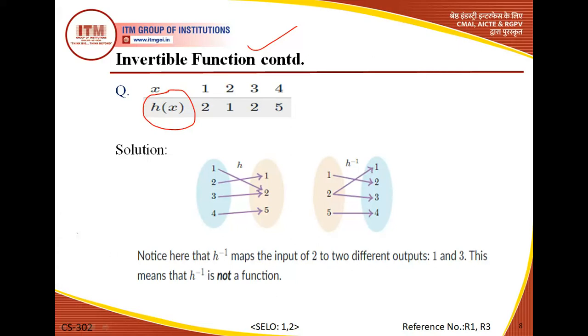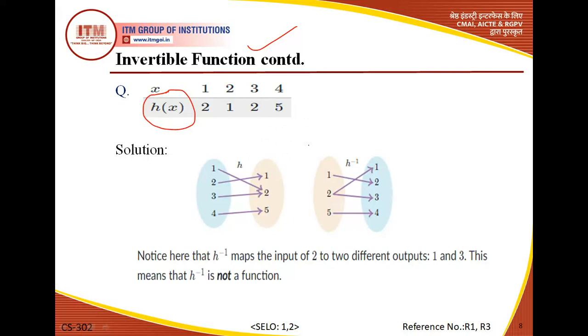Now let's see. Since we have a very small number of values, hence we have drawn the figure. The domain set is 1, 2, 3, 4, and the codomain set is 1, 2, and 5. Why 1, 2, and 5? Because see over here, we only have three values, 1, 2, and 5. So the codomain set is 1, 2, and 5.